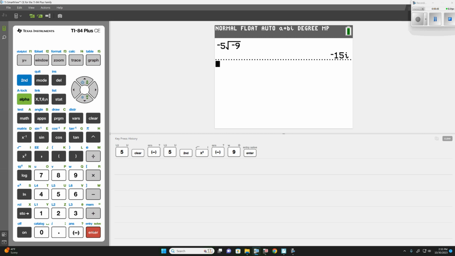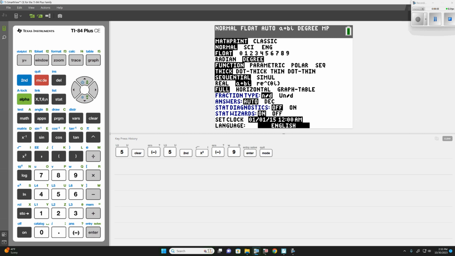So negative 5 square root of negative 9 is indeed negative 15i. Now the graphing calculator does need to be in a plus bi mode. So up at the top between auto and degrees, it says a plus bi. If it says real, to change that, we have to hit mode, scroll down to where it says real, move over to a plus bi and hit enter.